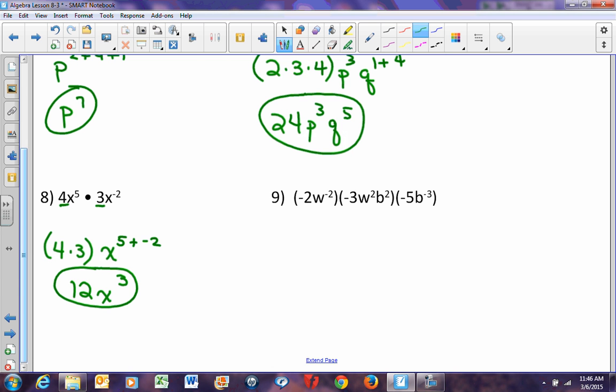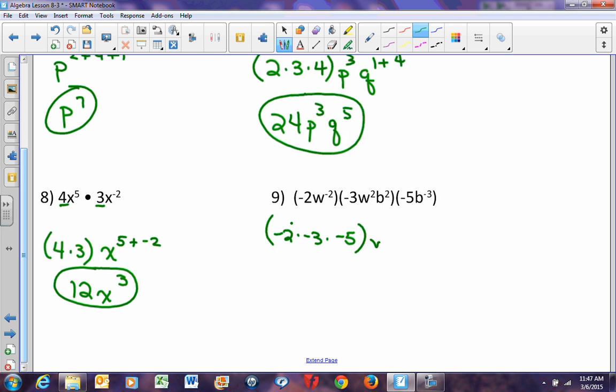Number 9 here can get a bit complicated. So I've got all kinds of numbers, and I've got some negative numbers, and I've got some exponents, and I've got some negative exponents. So I'm just going to look at my numbers. I have a negative 2 times a negative 3 times a negative 5. I can equate all that together.